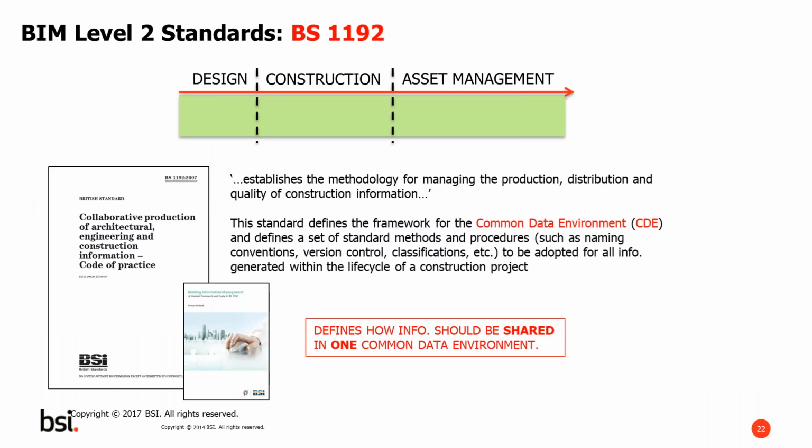So I'm going to take you now very quickly through 5 of the key standards within the BIM Level 2 suite, starting off with BS 1192. So it is applicable across the whole life of the asset, design, construction and asset management, and effectively establishes the methodology for managing the production, distribution and quality of construction information. It defines a key principle, which is the framework for the common data environment. And it also defines a set of standard methods and procedures to be adopted for all information generated within the life cycle of a project.